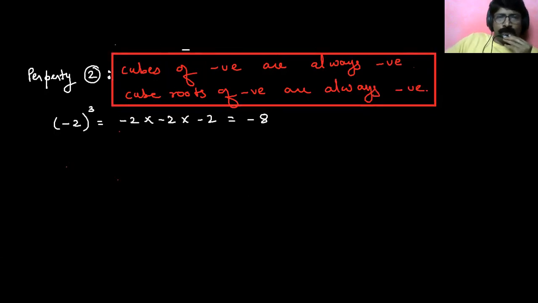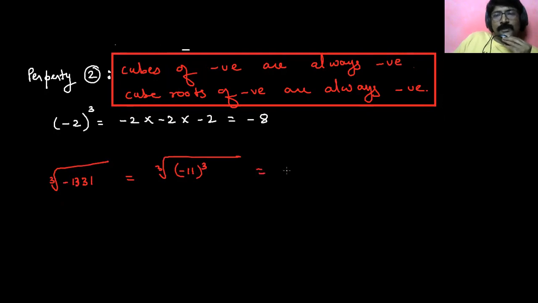So okay, if someone wants to find out what is the cube root of negative 1331, it will become the cube root of minus 11 cubed, so it will become simply minus 11, like that. I hope you understood that.